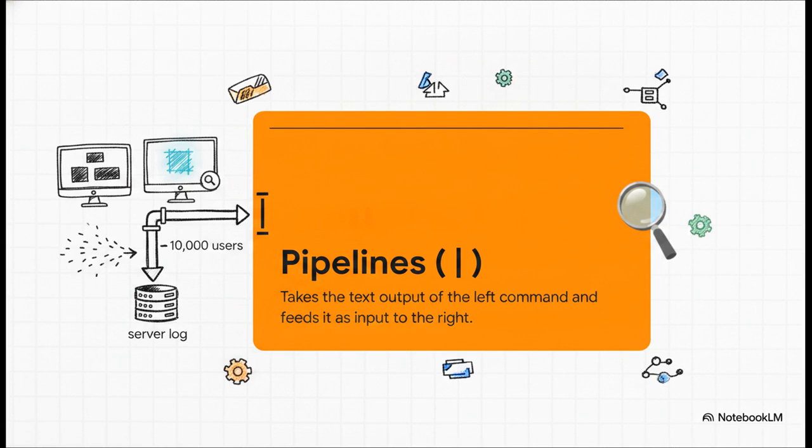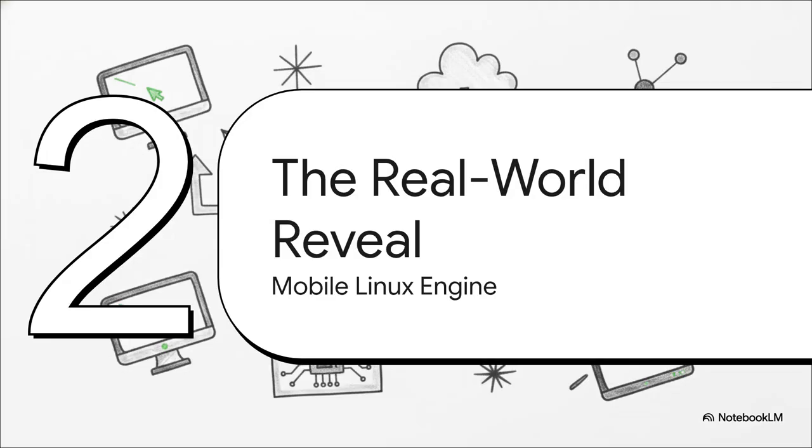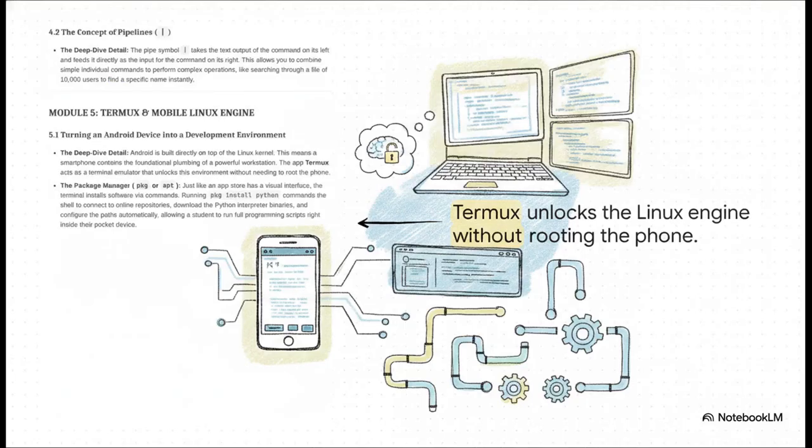It's brilliant. Finally, Section 6, the real-world reveal, mobile Linux engines. I really want to bring this entire journey full circle with a pretty massive realization. We spend thousands of dollars on fancy laptops, but the crazy reality is, if you have an Android device in your pocket, it is built directly on top of the Linux kernel. You are literally walking around with the foundational plumbing of a powerful workstation in your pocket right now. And by using an app like Termux, which again acts as a terminal emulator, you can unlock this raw engine immediately. No rooting, no hacking your phone required.